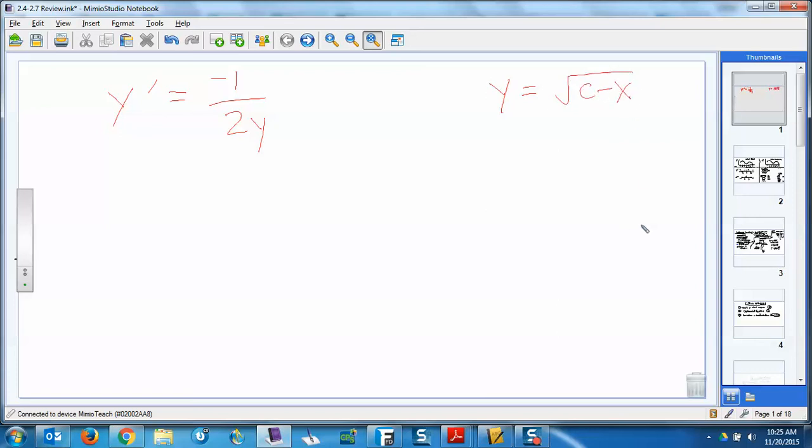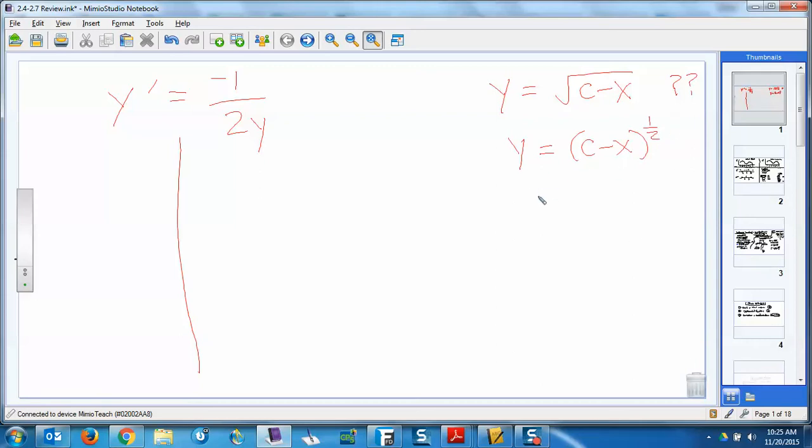So this is very, very similar to the one we did. Is this a solution? This is our proposed solution. So I'm going to come over here and do this. I have to plug this into there. So this would be y equals c minus x to the 1/2.